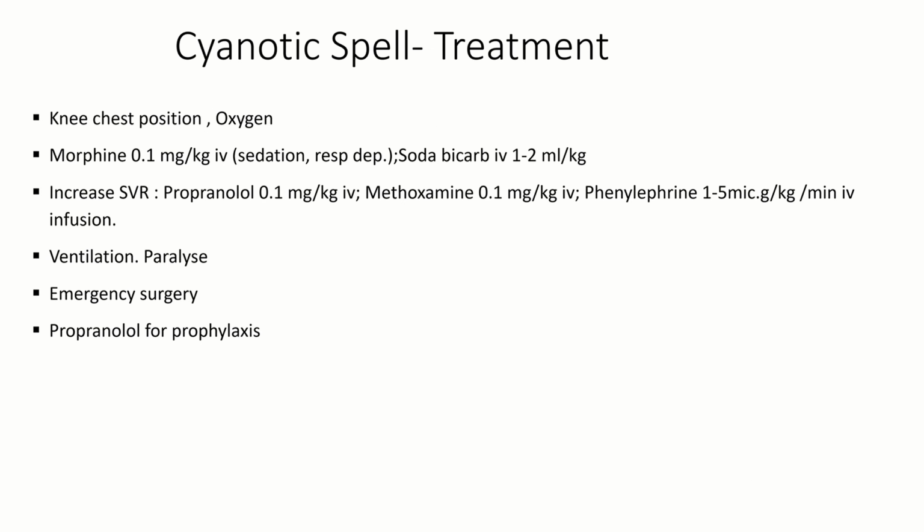As for the treatment, we should consider a cyanotic spell an emergency. We help the patient into a knee-chest position to increase the systemic vascular resistance. We can help with morphine and increase systemic vascular resistance with drugs. Ventilation will help, and we should consider this an urgent case for surgery.